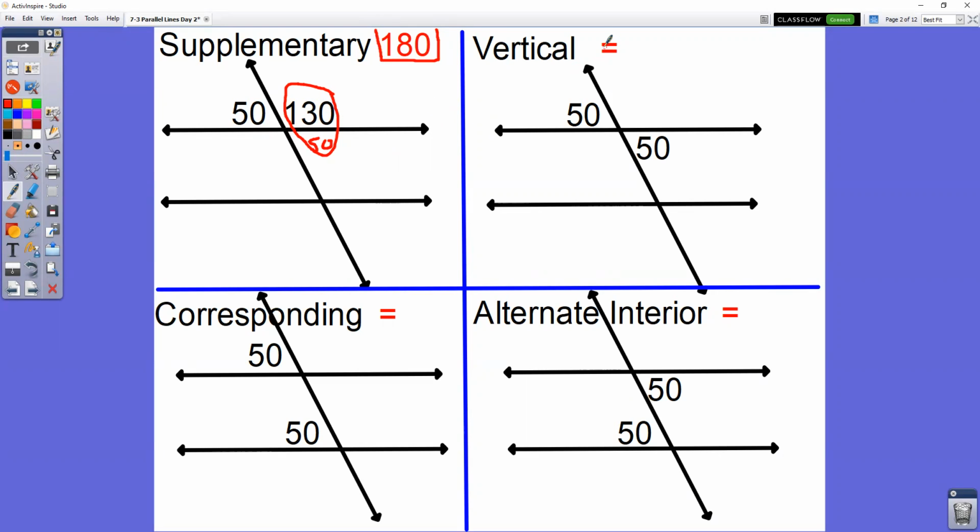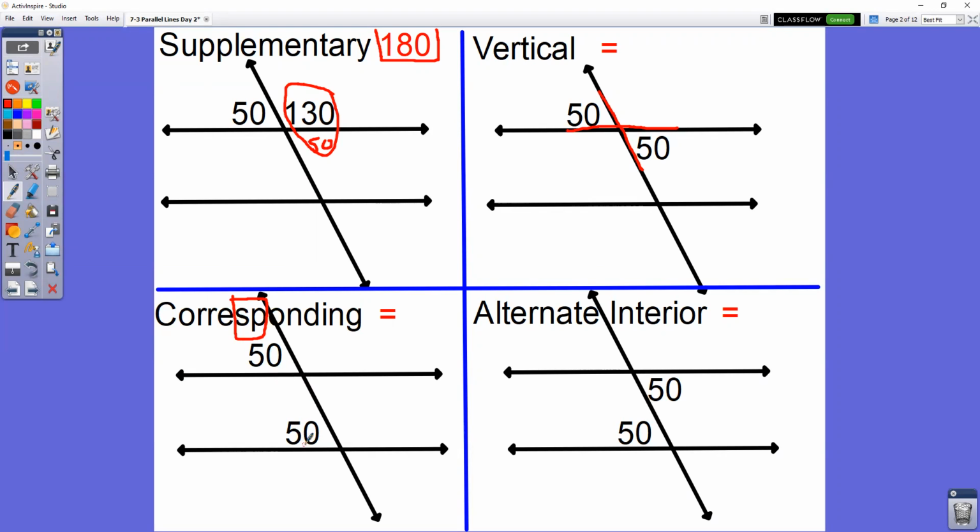Vertical angles are equal to each other. Remember, vertical angles form an X like this. And the top and bottom of the X are the same. The left and the right of the X are the same. With vertical angles, either both of the angles are going to be acute or both of the angles are going to be obtuse.